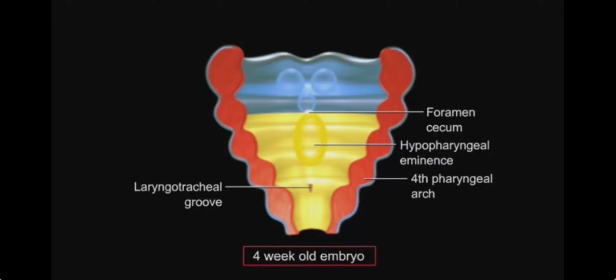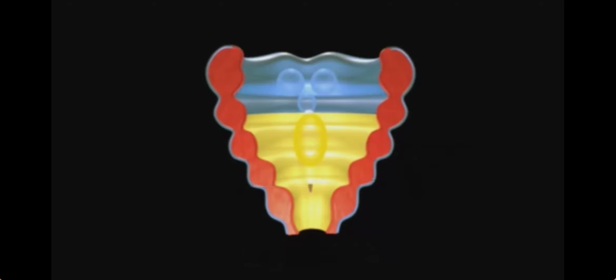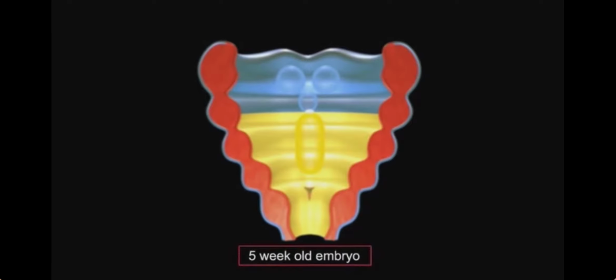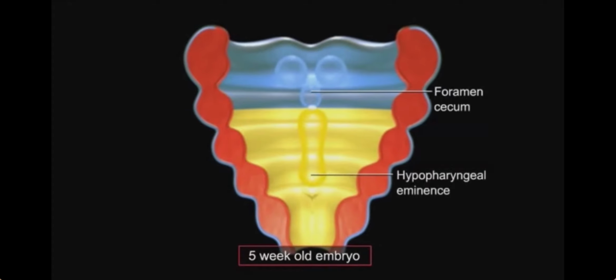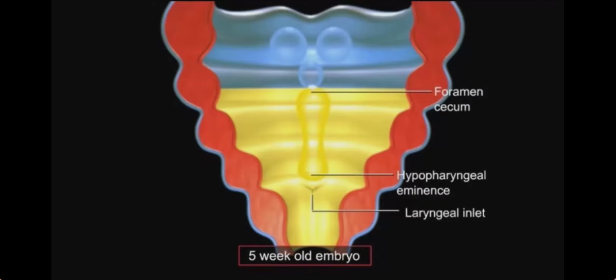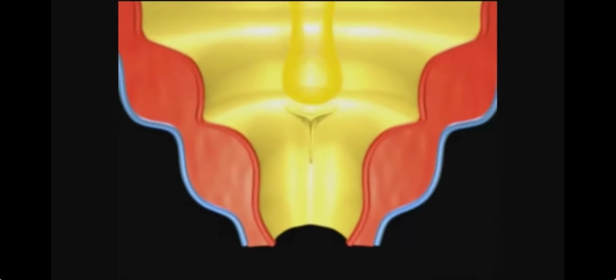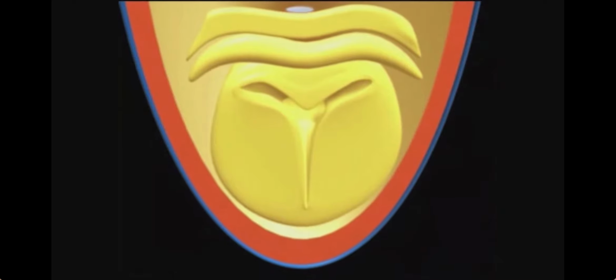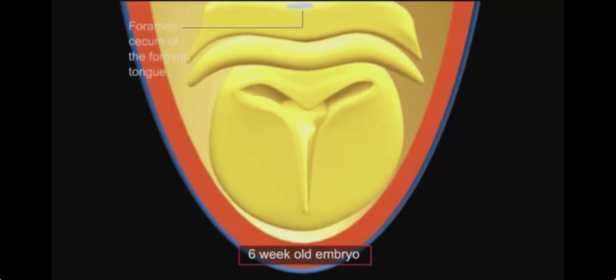Observe the foramen cecum in the floor of the primordial pharynx. The laryngotracheal groove evaginates ventral to the foregut and forms the laryngotracheal or respiratory diverticulum. The laryngeal inlet is located between the arytenoid swellings and behind the epiglottis. The next few sequences of animations take us through the formation of the epiglottis and larynx over several weeks into the fetal period.